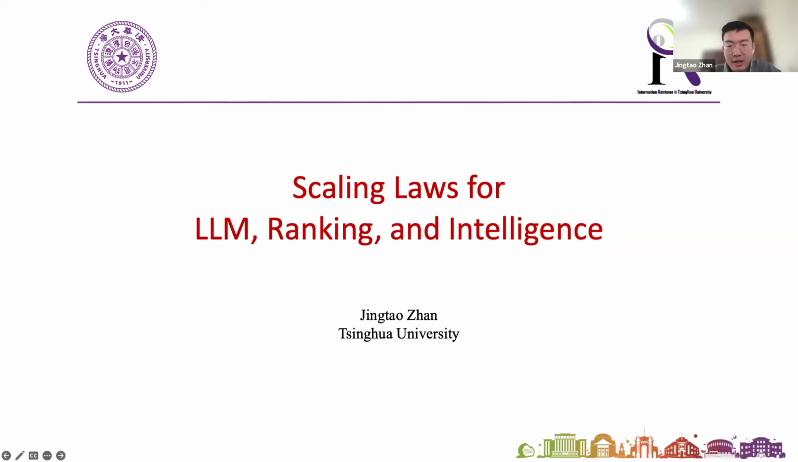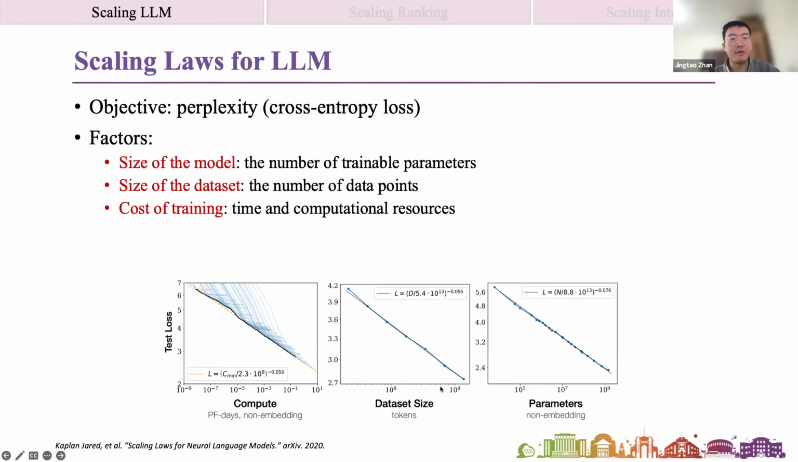So first, I think maybe we are familiar with the scaling laws for large language models. This is probably the reason why so many companies are trying to scale up the model size and why the market value of NVIDIA has reached so high. For scaling laws for large language models, we use the objective as the perplexity, and that is a cross entropy loss for predicting the next token.